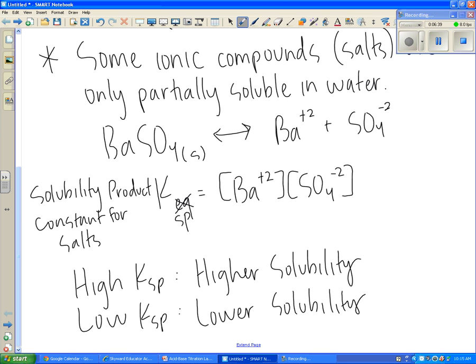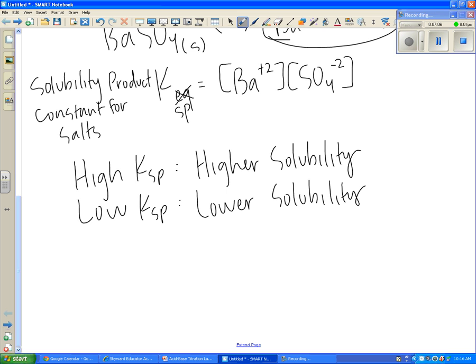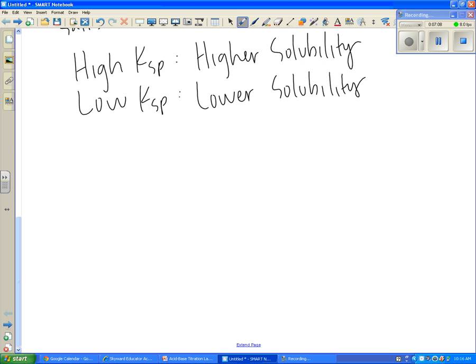Just like Keq indicates the extent of a reaction, Ka indicates how strong an acid is, Kb indicates how strong a base is, Ksp indicates how soluble a salt is. The higher the Ksp, the more ions that are formed. The more ions that are formed, that means that the salt has to be more soluble. So we can use Ksp to compare the solubility of salts. If something has a higher Ksp, we can say that's more soluble in water, a lower Ksp, that's less soluble in water. Let's look at making some calculations.